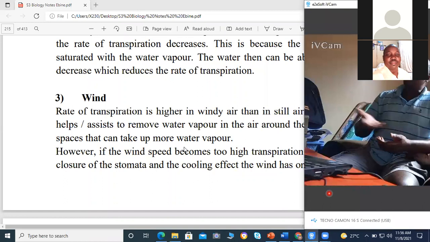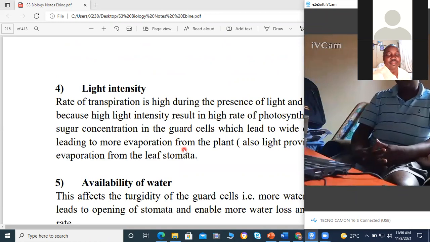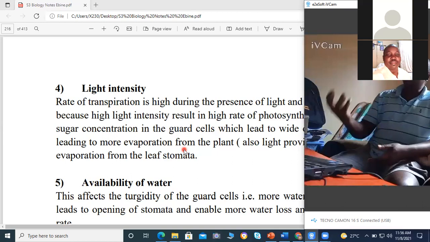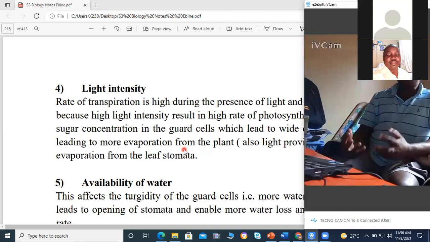Another environmental factor is light intensity. Like I've told you, light increases the rate of photosynthesis in the leaf. When the intensity increases, you have a higher rate of photosynthesis, which means much sugar is synthesized in the leaf. Once sugars are synthesized, like in the guard cells of those leaves that have chlorophyll, the sugar concentration will allow absorption of a lot of water. That absorption of water results in wider opening of the stomata, because the cells become turgid, just like I was trying to explain to you.